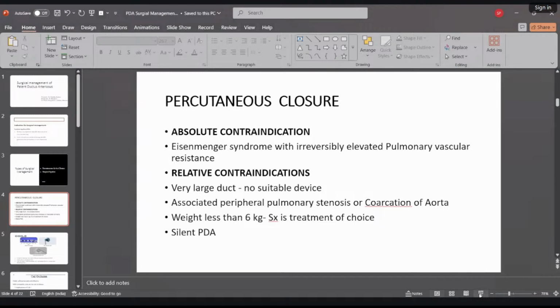First is percutaneous closure. Absolute contraindication for percutaneous closure is Eisenmenger syndrome with irreversibly elevated pulmonary vascular resistance. Relative contraindications are a very large duct where there is no suitable device, associated pulmonary vascular stenosis or coarctation of aorta, and weight less than 6 kg. A silent PDA is also an indication for surgical management.